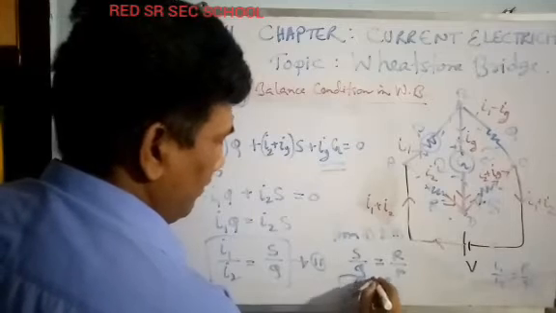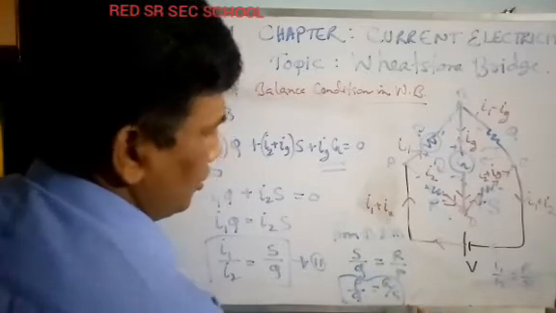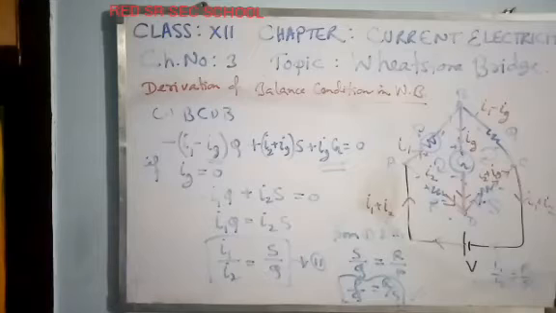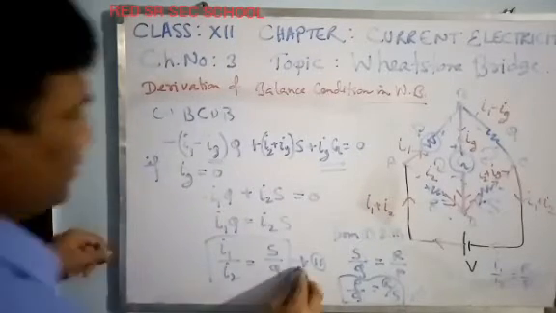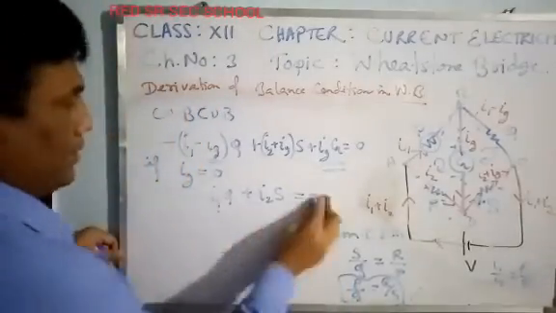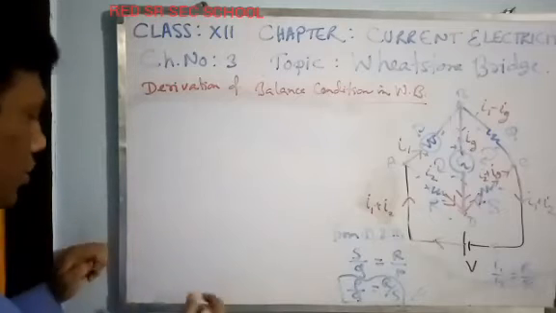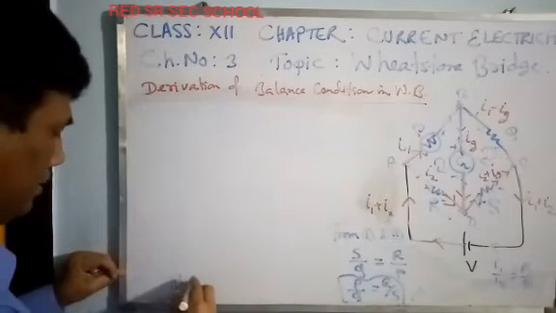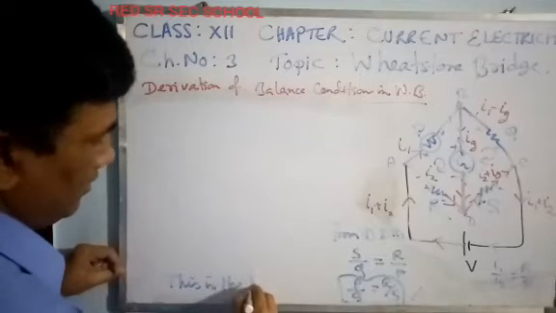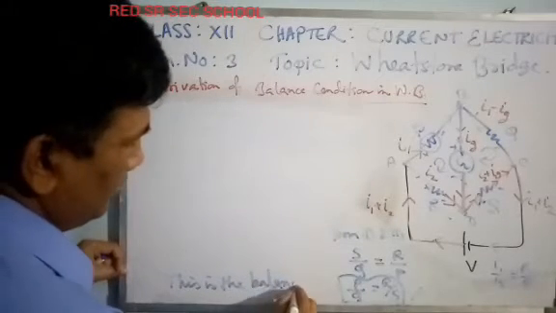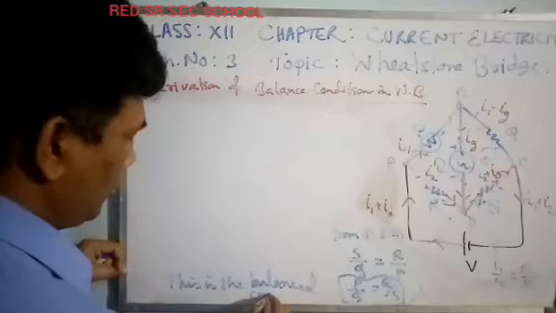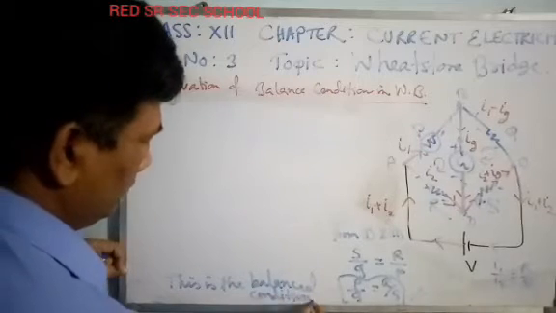Okay, I have derived the balance condition. It is also important, their derivation is also important. You can write down, this is the balance condition of Wheatstone bridge. Then you summarize it. This is the balance condition of Wheatstone bridge.